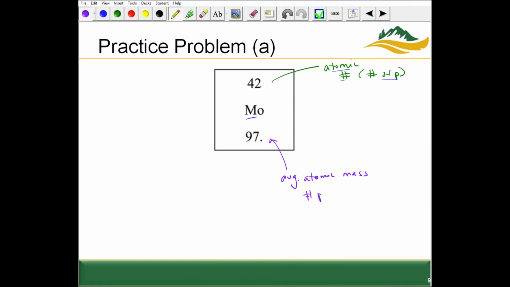This is the number of protons and the number of neutrons. We can think of this as AMU and grams per mole. This number is a little bit different from what is actually on the periodic table for molybdenum because this is a hypothetical scenario. So we just went through how to do that problem, but this 97 for molybdenum is not what you'll see on the actual periodic table. So just a heads up for that.